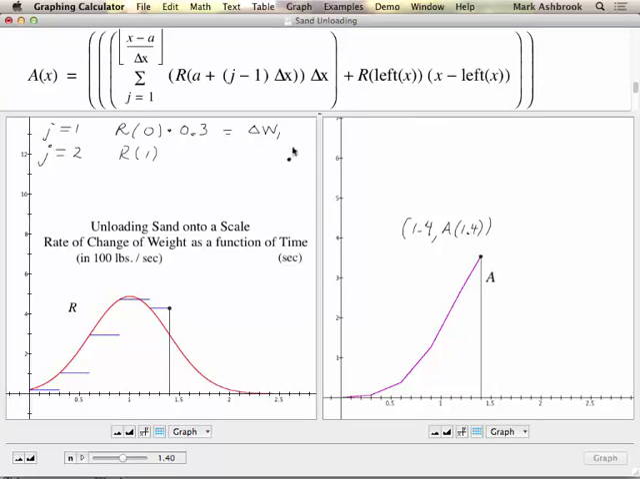Okay, you want Y? I was just calling it W for weight. So yeah, this is like weight of sand is W.